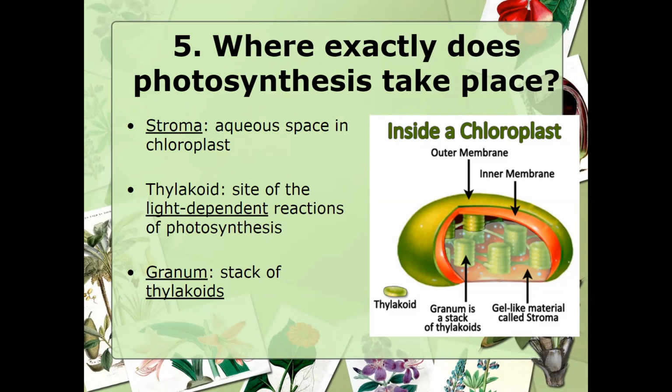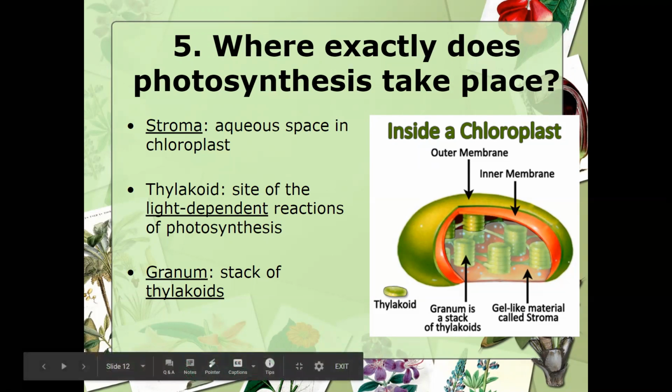The thylakoid is going to be the site of the light-dependent reaction of photosynthesis. Those little discs are where the light-dependent reaction happens, or the reaction that needs light to happen. And then once again, the granum is the stack of thylakoids.